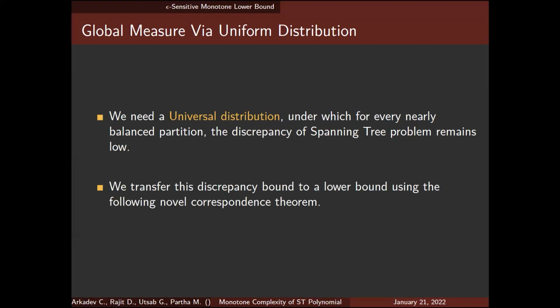Our universal distribution intuitively is the following. We pick the gadget graph G_xy uniformly and then embed it in a bigger graph after permuting the vertices of the bigger graph randomly. Now, by using this uniform distribution, we are able to show that the spanning tree problem has discrepancy that remains low.